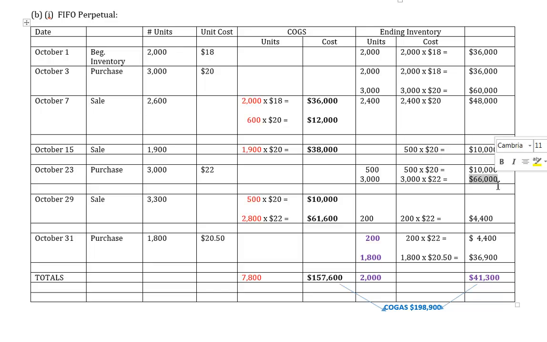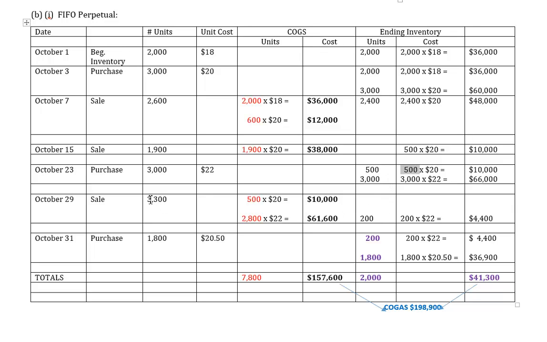So I have $66,000. So far, I have 76,000 in ending inventory after my October 23rd purchase. But wait a minute. On October the 29th, I now sell 3,300. Where do those 3,300 units come from? On a FIFO basis, they come from the first ones in, and I have 500 that are left of these 2,400 that, don't forget, originally came from the October 3rd purchase. So these 500 are coming out first, right?